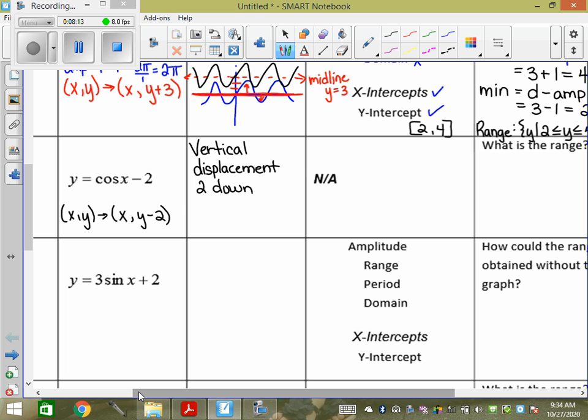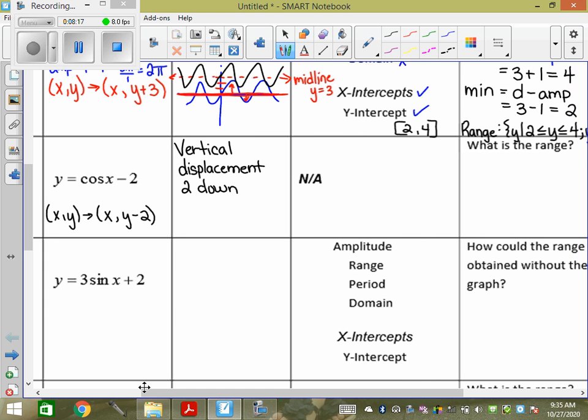I want you to give me the range. So you find the min and the max. Give me the range. What's my amplitude on this one? Still 1, because there's nothing in front of my cos. So you give me my range quickly.